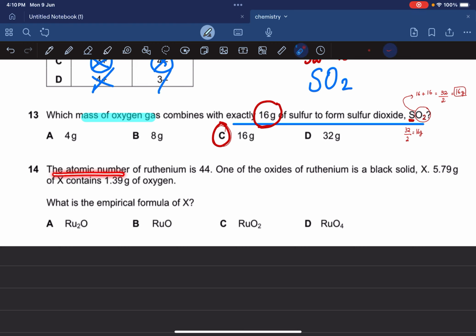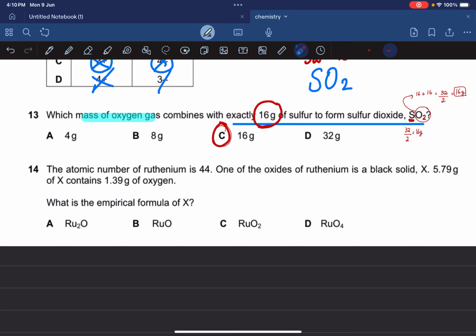The atomic number of ruthenium is 44. I know this question is going to confuse people a lot. One of the oxides of ruthenium is a black solid, X. 5.79 grams of X contains 1.39 grams of oxygen. What is the empirical formula?